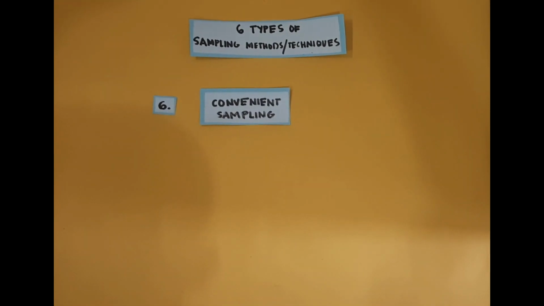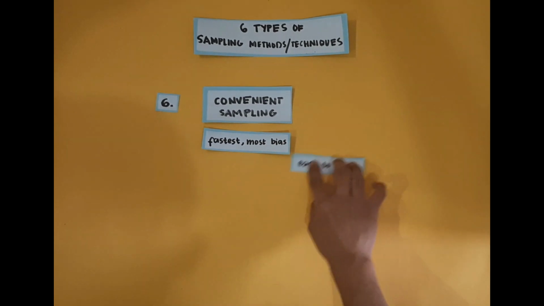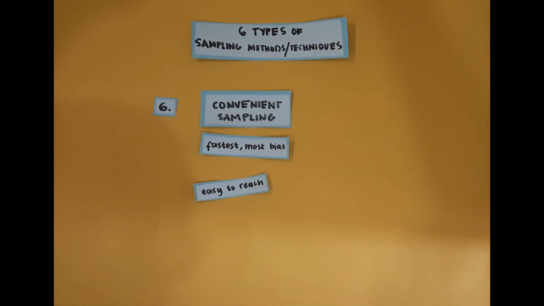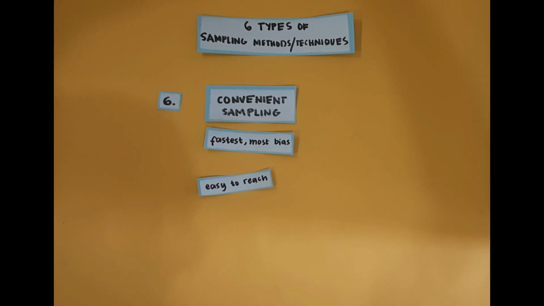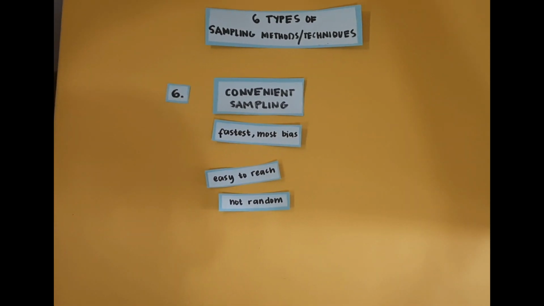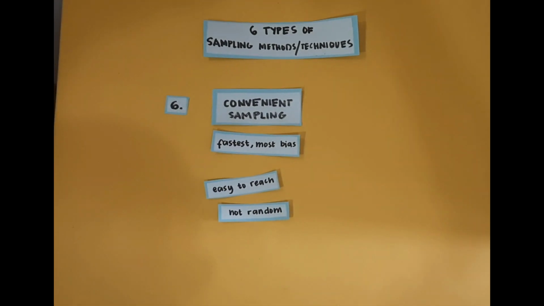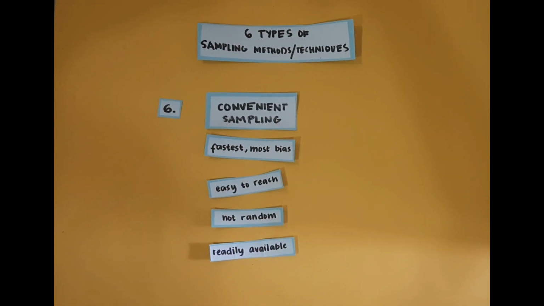This type of sampling is the fastest and most biased because it is cheap, fast, and easy. It is where you include people who are easy to reach and easier to recruit. More likely, convenient sampling is a type of non-probability sampling, which doesn't include random selection of participants. This is convenient sampling where you just interview someone who is readily available. And that's it. That's the 6 types of sampling techniques and methods.